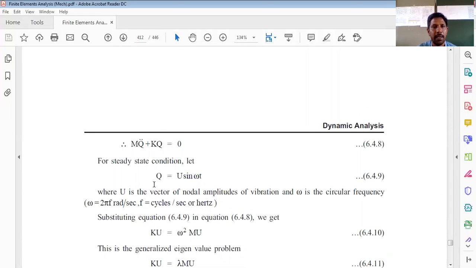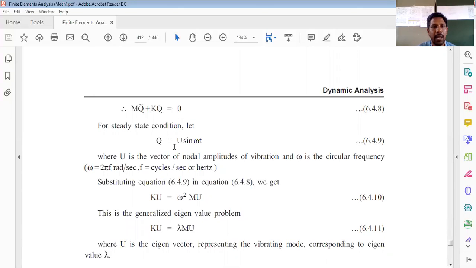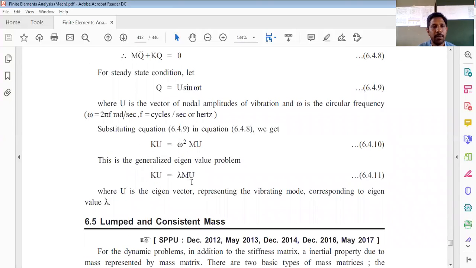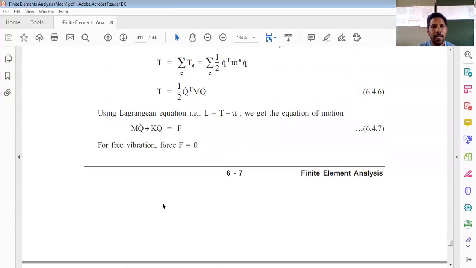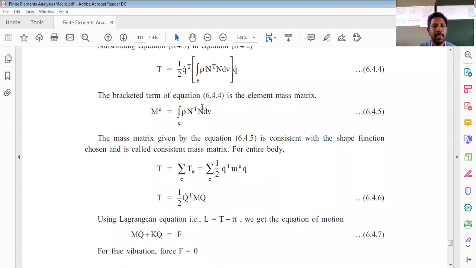For free vibration, to have the steady state condition, say q is u sine omega t, and if you substitute the terms of q double dot and q in the above equation by differentiating q with respect to t twice, we will get k q is equal to omega square into m q, or in general k u is equal to lambda into m u, where u is the eigenvector representing the vibrating mode and the corresponding eigenvalue is lambda. Not necessarily must you understand this. Basically what we need is the mass matrix.